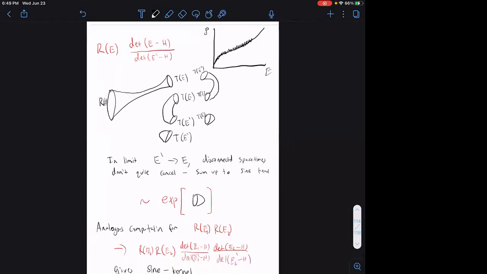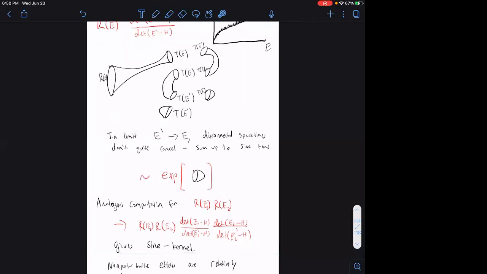The way in which you get these rapid oscillations is that these extra spacetimes basically exponentiate. So you get an answer which has a term which is like e to the disk contribution of the spacetime. The disk goes like the density. So this is something that's like e to the density of states. So those are the non-perturbative effects that I was just mentioning. There's an analogous computation for two resolvents where you introduce more determinants. That gives the sine kernel.